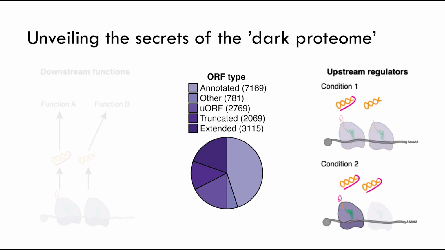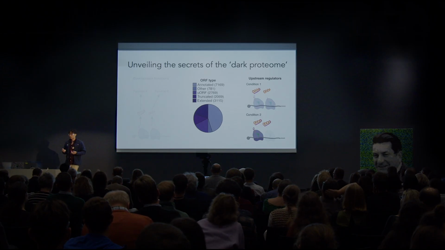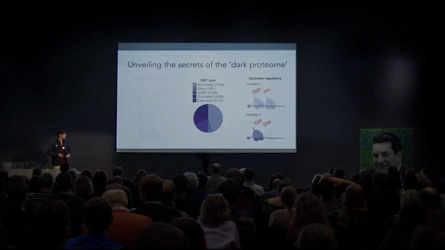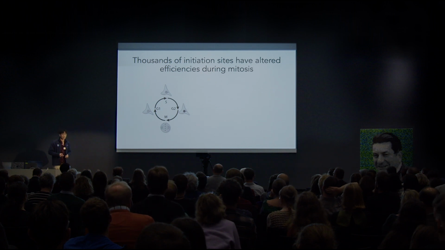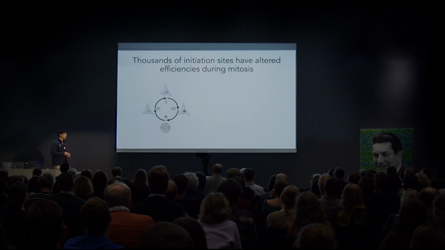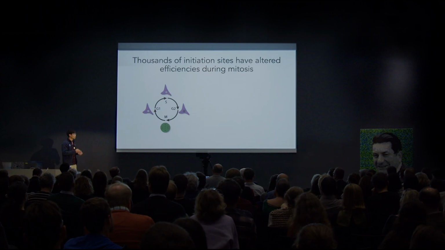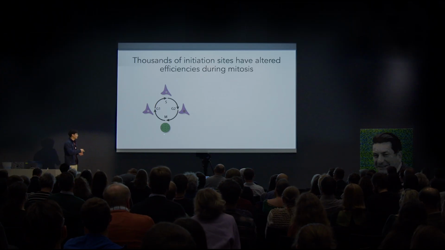The beauty of alternative translation is that it allows you to tune which protein isoforms are made across conditions from just one single mRNA. So in the next part, I'm going to talk about how alternative translation is changing across the mammalian cell cycle, where the proteome needs to be dynamically remodeled. To do this, I performed translation initiation site sequencing in each stage of the cell cycle, and I'm going to focus on this really dramatic change between interphase and mitosis.